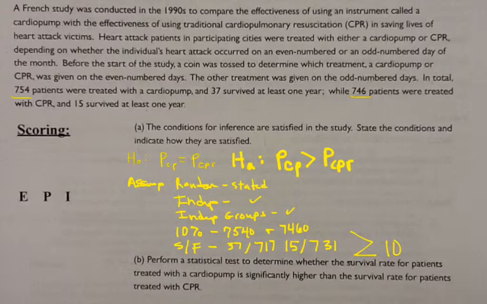My null hypothesis is there. Okay, so state the conditions and indicate how they're satisfied. I didn't write it on my screen, but you get the idea from what we said earlier. Okay? So if we keep on going, what we're going to do now is perform the statistical test to determine whether the survival rate for the patients treated with a cardio pump is significantly higher than the survival rate for the patients treated with CPR. Let's keep our PHANT going. And so what's the test name? 2-prop Z test. Okay.